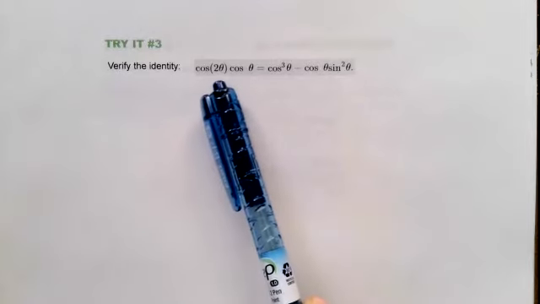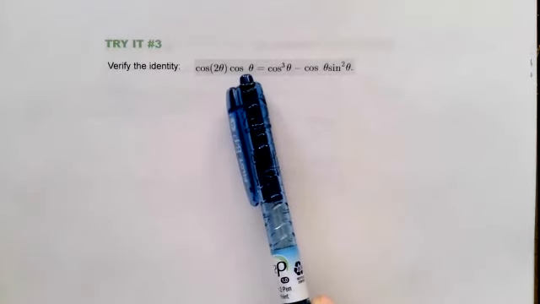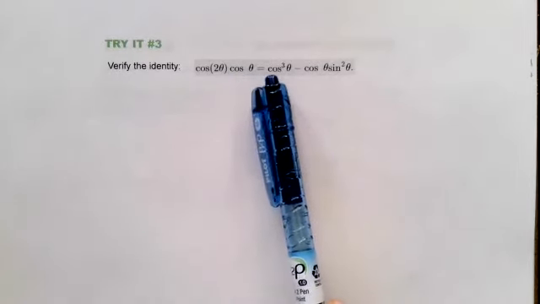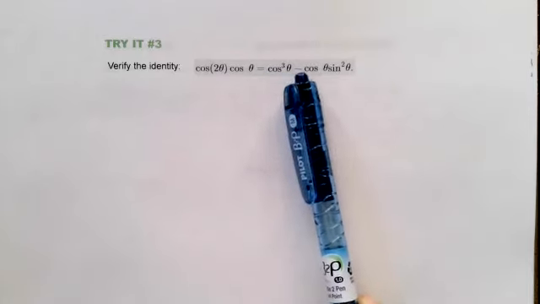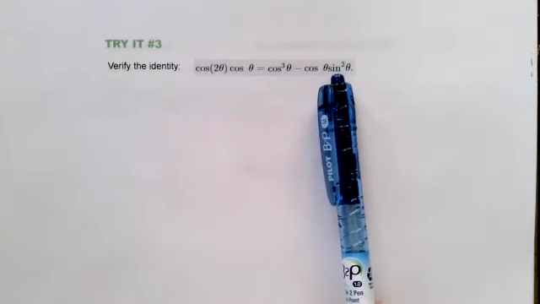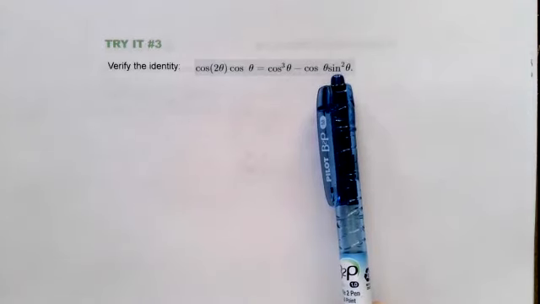So now please try to verify this identity: cosine 2 theta multiplied by cosine theta equals cosine cubed theta minus cosine theta multiplied by sine squared theta. Go ahead, pause the video and verify this identity. I'm going to see you in the next one.